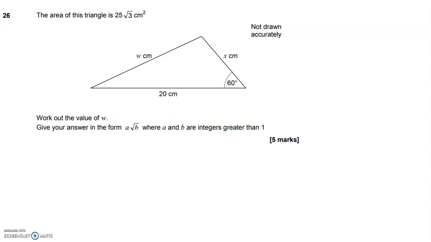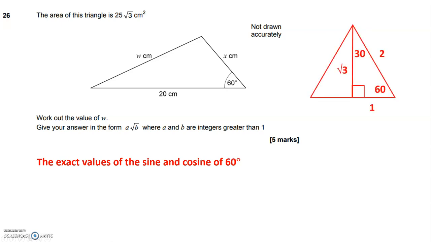Now, this is a non-calculator paper, so you can't use your calculator to work those things out. Some people simply learn them, I think, and other people, like me, who've got a very poor memory, decide, well, instead of trying to learn them, I will learn where they come from. How do I get these things? So to get the exact value of the sine and cosine of 60, you sketch for yourself, you don't need to draw this accurately, an equilateral triangle.